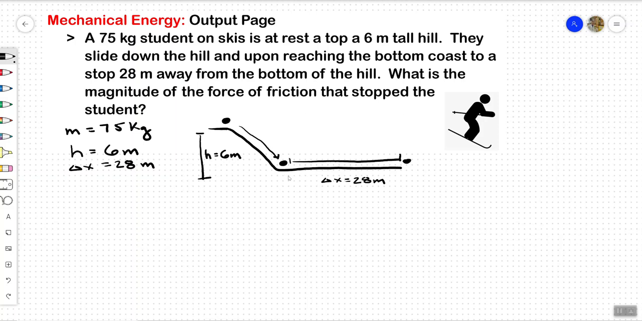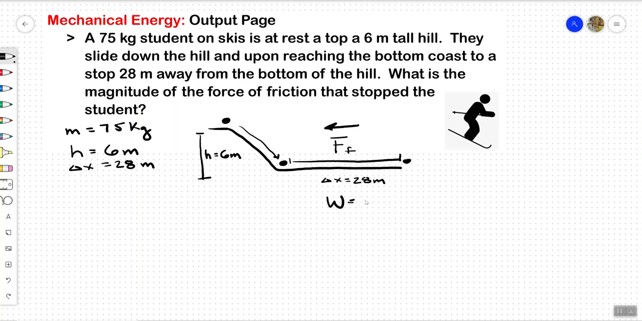So really this problem is solving for the force of friction from here to here. Let's see what they give us. The force of friction is going to be in this direction, because it's opposite the direction of motion, and we have displacement. That should give us a key: force and displacement, that's going to be work, right?